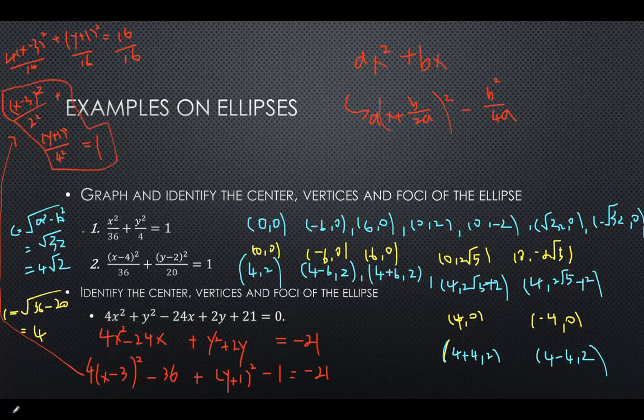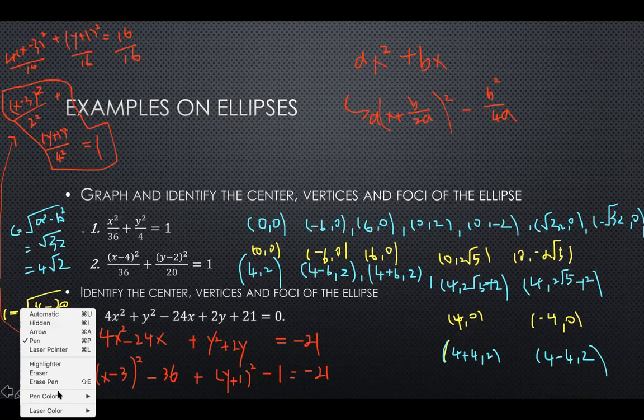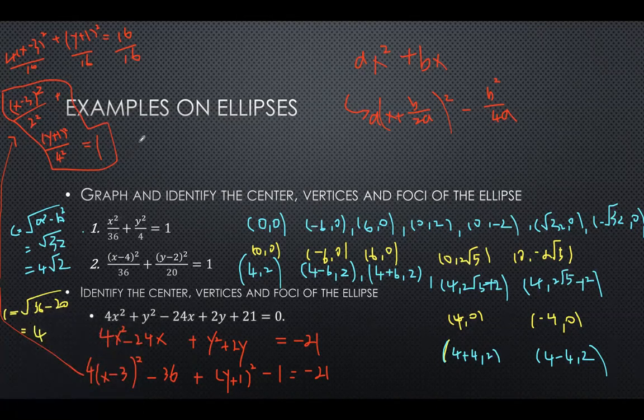Then we can have all the information, you know, foci, center, vertices, etc. So the first thing to identify is the center. Right, minus 3 for x, so it's 3 for the x coordinate, and minus 1, right? That is the plus 1. So this is minus 1 for y. Okay.